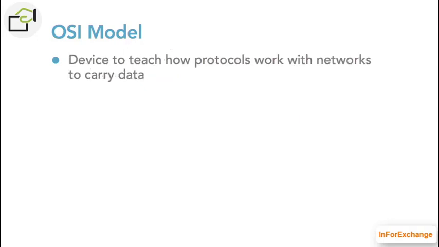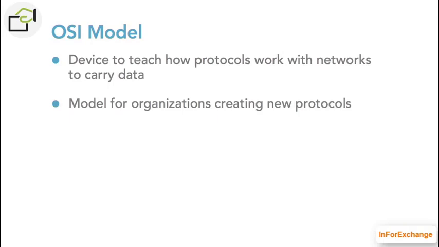Aside from being a device to teach people how protocols and networks work together, the OSI model was also a model that was intended as a reference for organizations to use when creating new protocols. By using the model to create new protocols, organizations could be assured that the new protocols that they created would fit into an overall architecture without having to basically reinvent the wheel each time they did it.